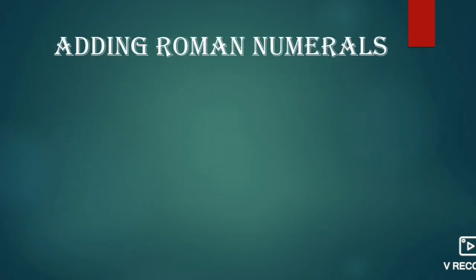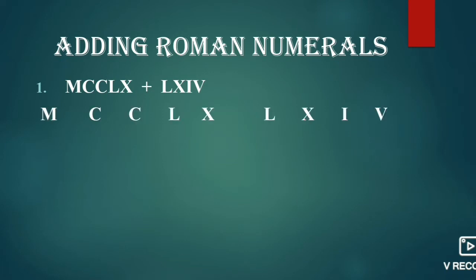Adding Roman numerals. First, MCCLX plus LXIV. To add these Roman numerals, the first step is to convert the given Roman numerals into Hindu-Arabic numerals. MCCLX and LXIV. First, let us find the value of MCCLX.